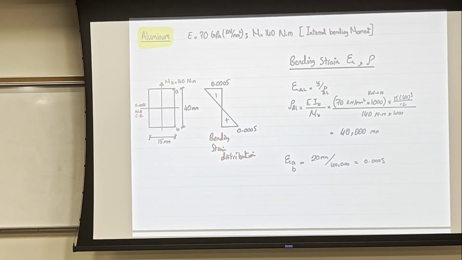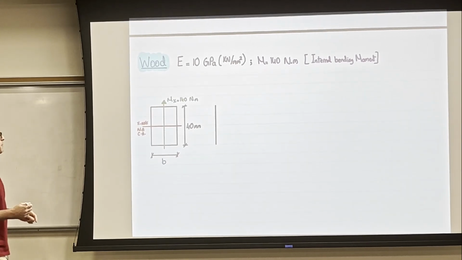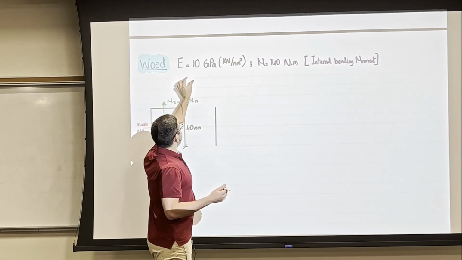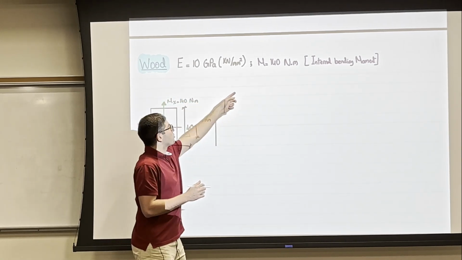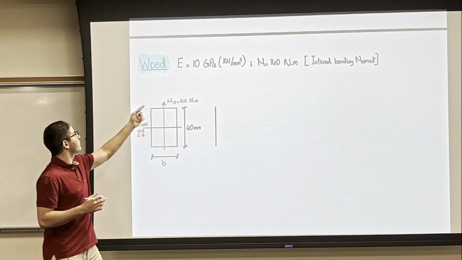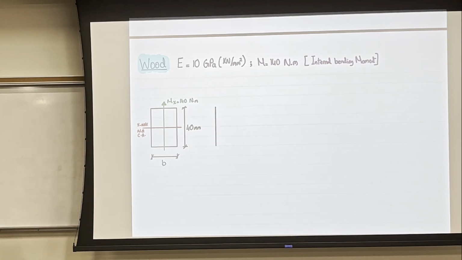But now I just ask you that I want the equivalent cross section to be made of wood that has the E equal to 10 gigapascal, and also the M, which is the same bending moment, 140. So same bending moment, but different E, because of course it's a different wood. So wood has a different modulus of elasticity.